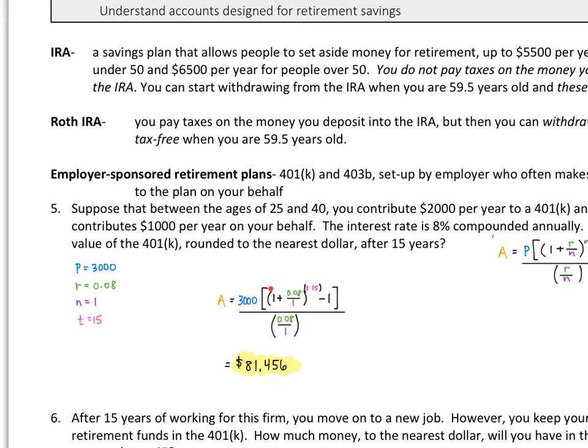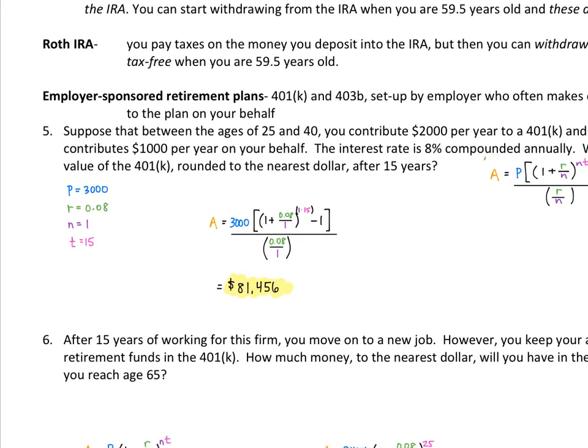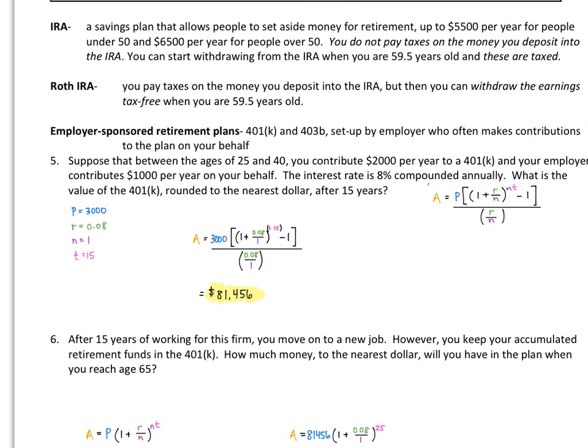So P times the quantity, 1 plus R over N, to the N times T minus 1, all over R over N. Plugging this into your calculator and remembering, we could essentially just cut that off at the decimal, and I think it came out to be about $81,456.34. We'll just call it a nice even $81,456.